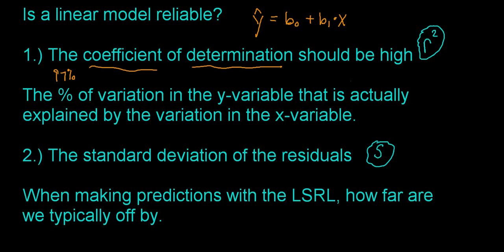So 97% is a really good R squared value. You're typically never going to have to calculate R squared. Most of the time, they'll give it to you. You just have to be able to interpret it.